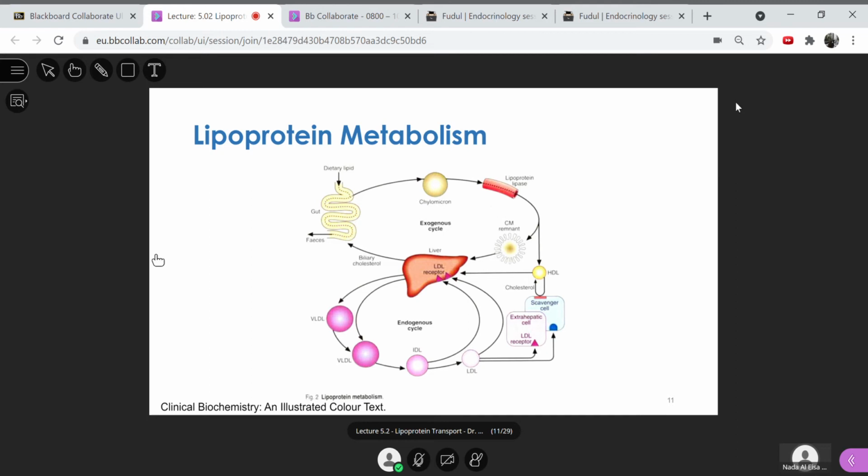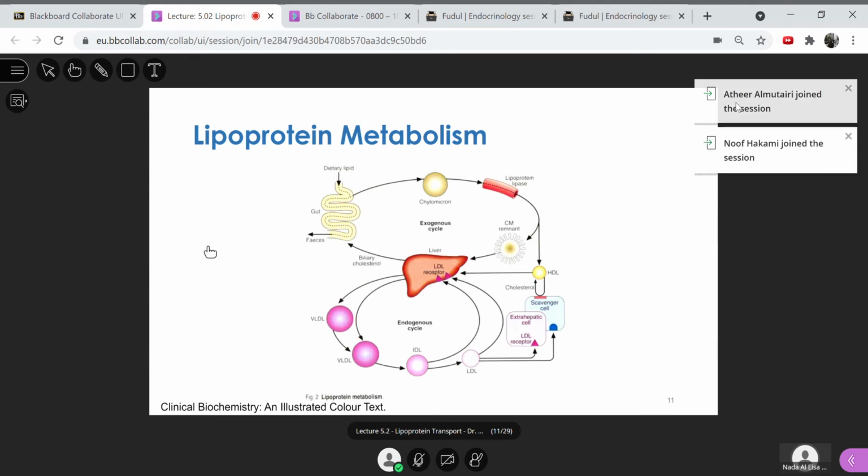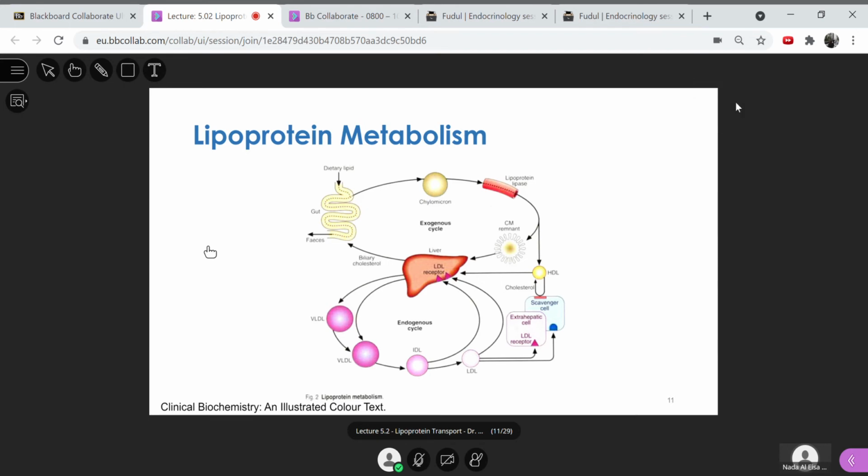so let's move on. This is the lipoprotein metabolism. There are two pathways, the exogenous and the endogenous pathway of lipoprotein or lipid metabolism in the body. Exogenous deals with the dietary lipids, and the endogenous obviously deals with the endogenous lipids that are synthesized in the liver mostly. So there are two enzymes involved in these pathways that we mentioned: LPL, lipoprotein lipase, and LCAT, lecithin cholesterol acyltransferase.